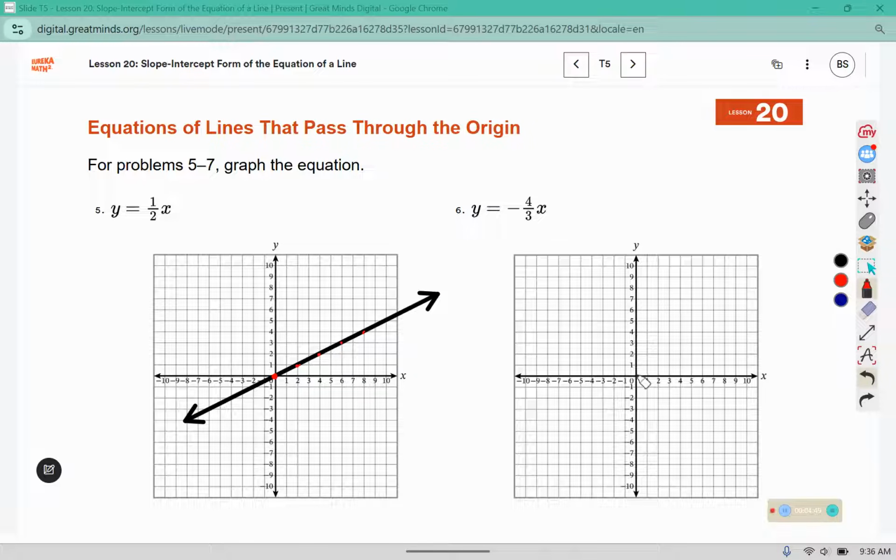This one also starts at the origin, but this one's going to go down because it's negative. So down 4 and over 3. We're always moving left to right.